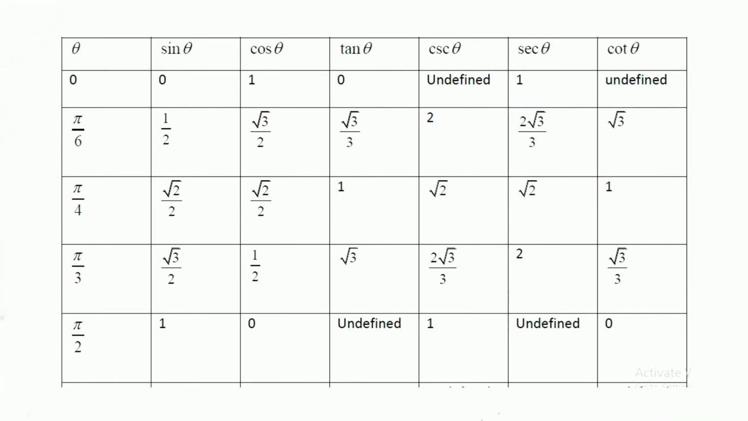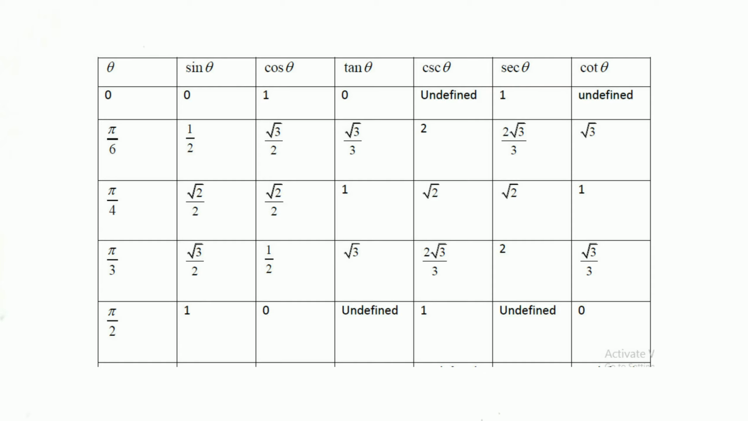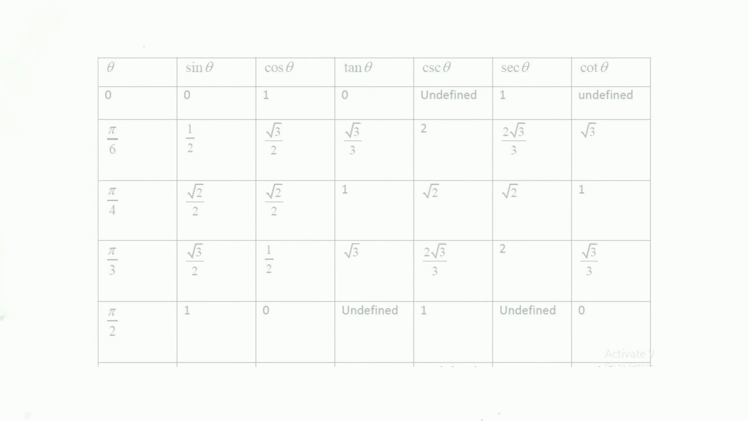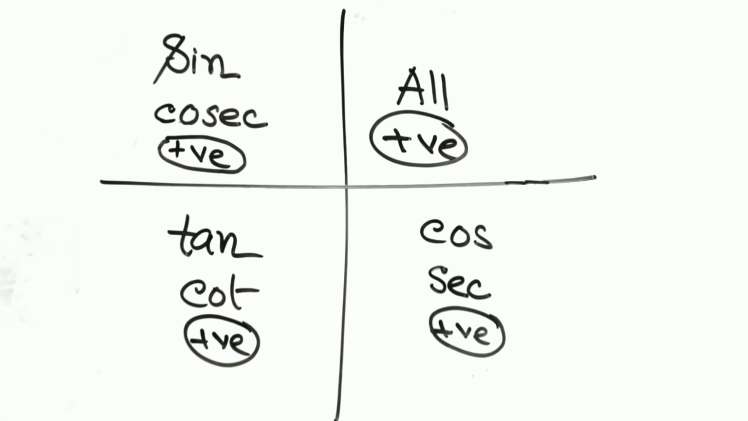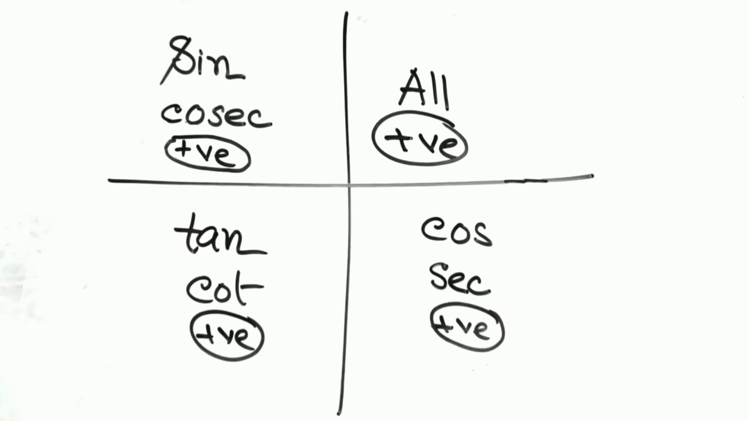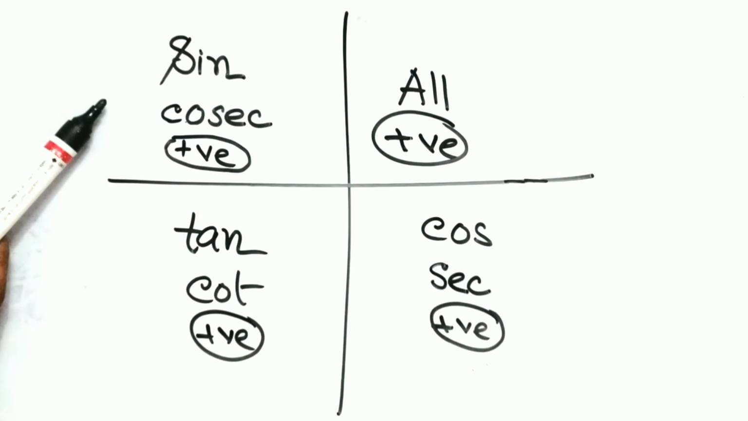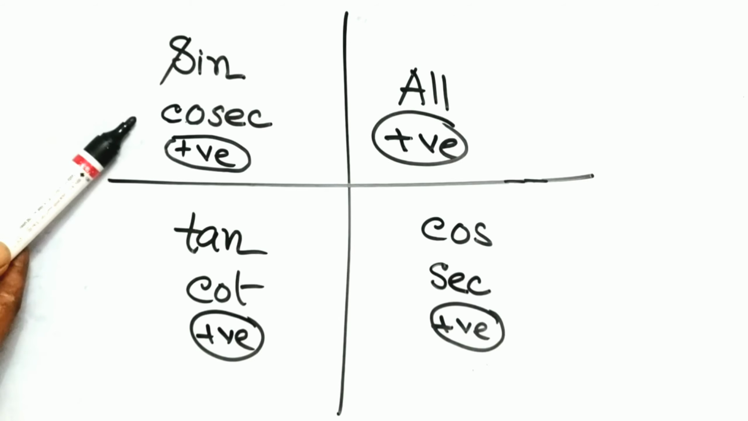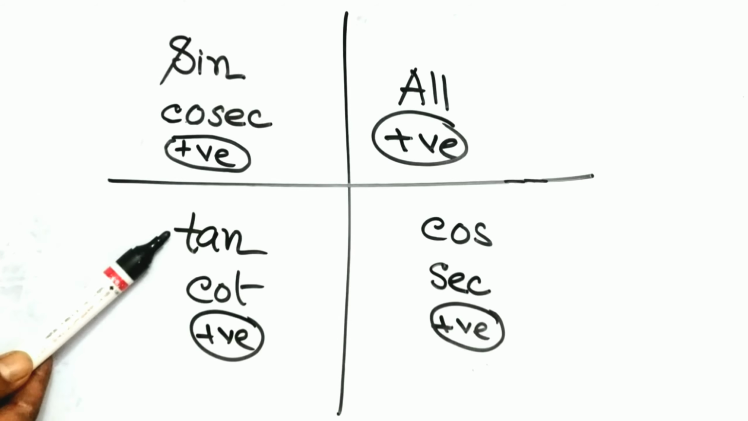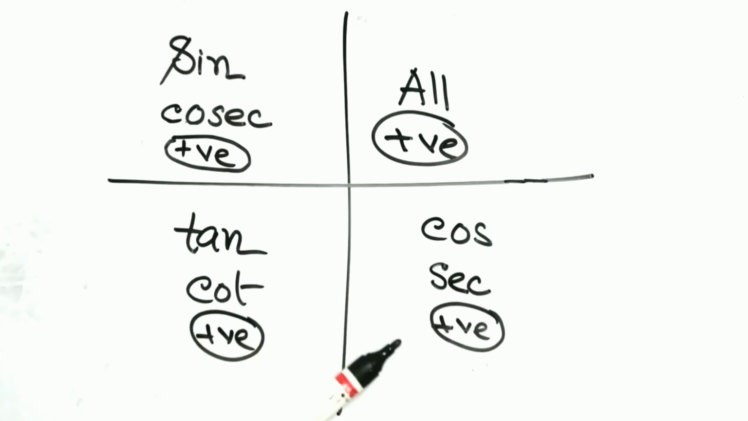At first I must tell you that we need the table which was taught in class 10. Students, you must know that these four quadrants are occupied by the operators separately. That means in the first quadrant the values of all the operators are positive. In the second quadrant the values of sine and cosec are positive. In the third quadrant tan and cot are positive. In the fourth quadrant cos and sec are positive.